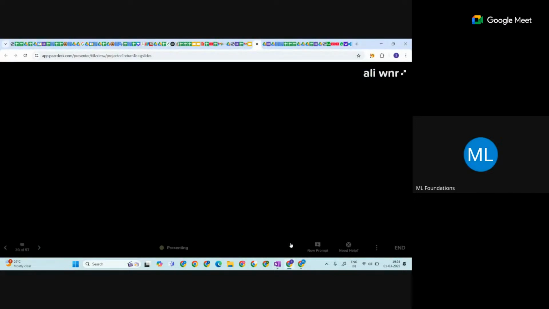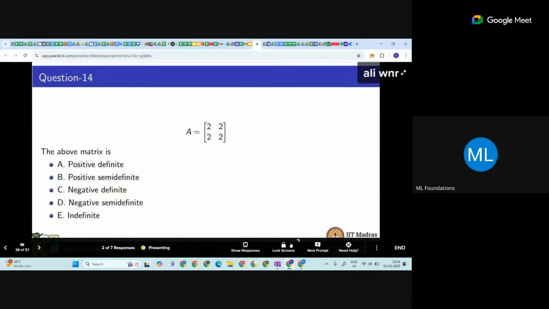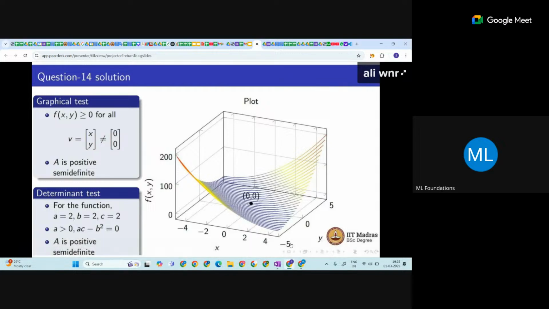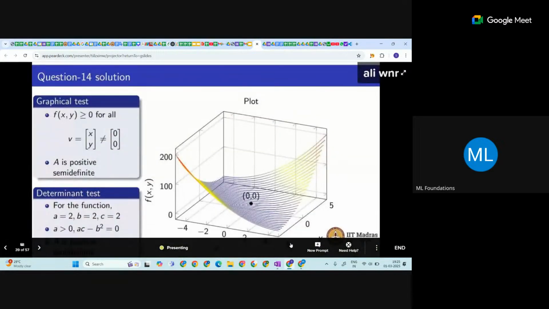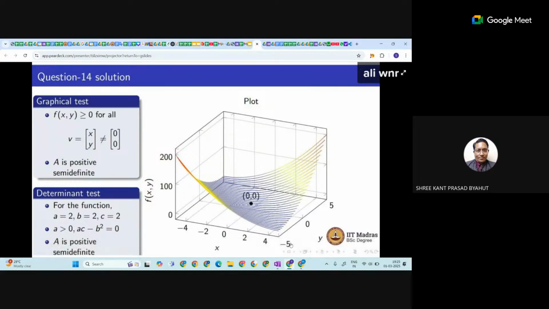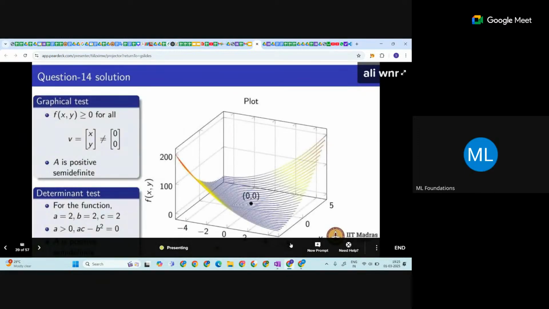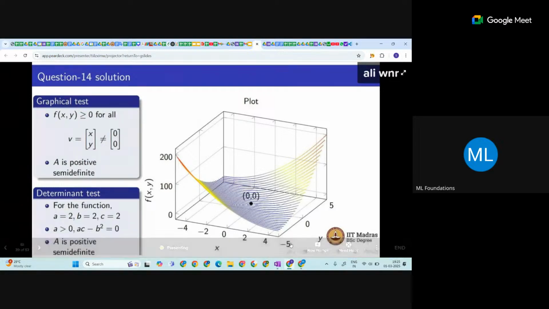Okay, so this is the semi-definite one, and the rest. What is positive definite? Here is a graph of this one. For all x, y, with (0, 0) excluded, the determinant is AC minus B squared. So what is happening? What is f of x, y? You know this, right?